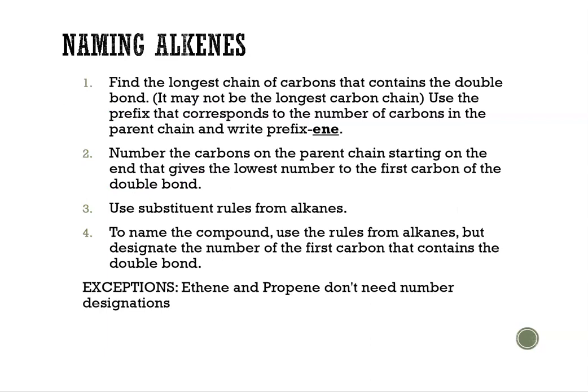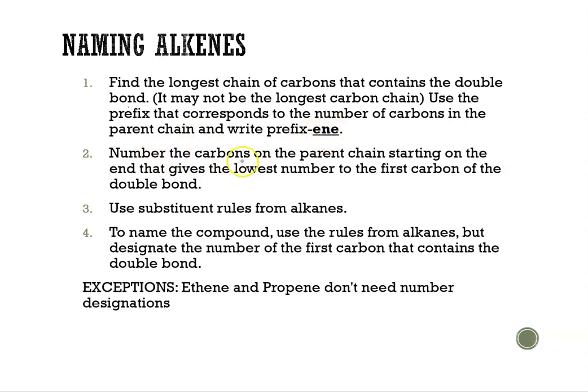All right, so just to get right into it, the naming of alkenes is very similar to alkanes. You find the longest chain of carbons that contains the double bond. Here, your carbon chain has to contain the double bond, which means it may not be the longest carbon chain. So even if you have a chain that's longer, if it doesn't contain the double bond, then you can't name it that way. And then you use the prefix that corresponds to the number of carbons in the parent chain, and then we end it with an -ene ending.